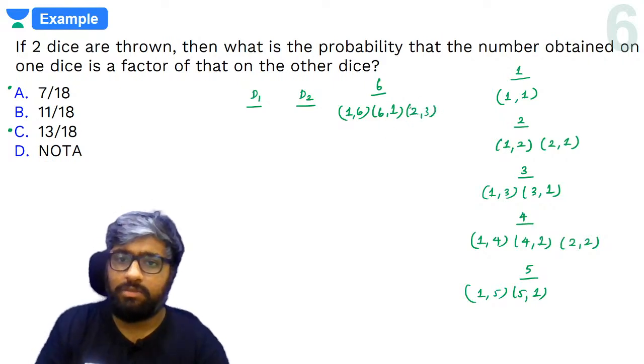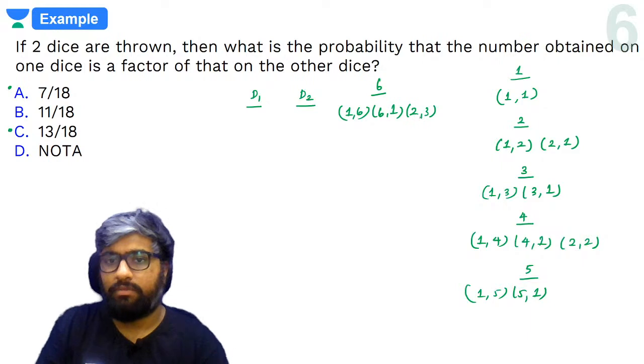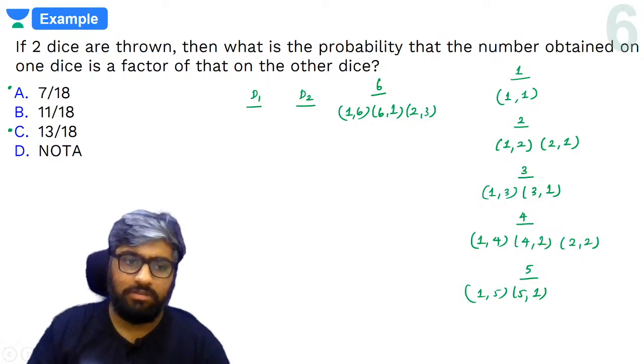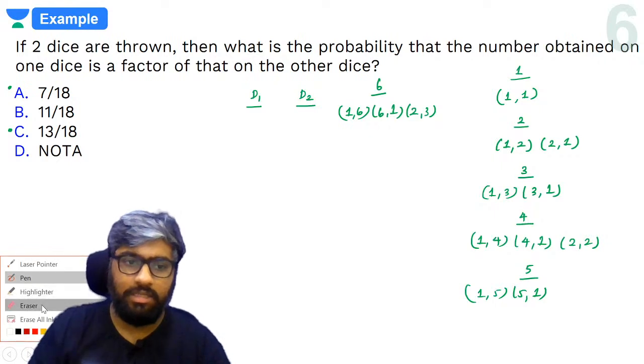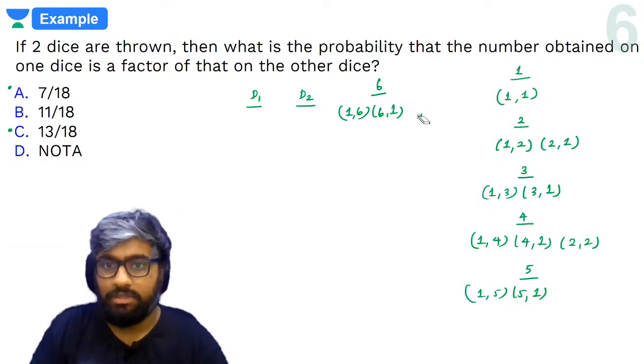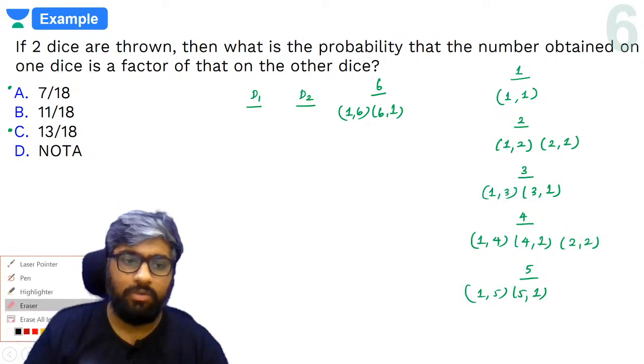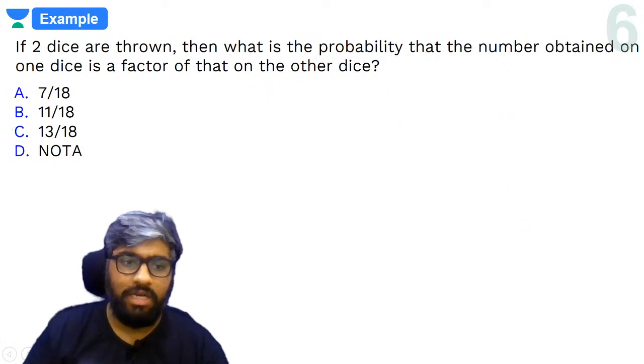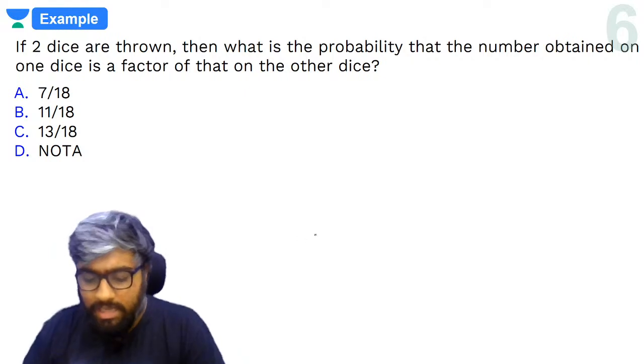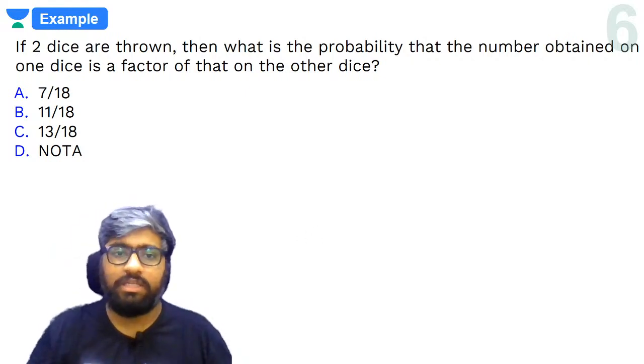But the problem here is what? When you go 2 comma 3, 2 and 3 are not factors of each other. Yes, are you getting that? 2 and 3 are not factors of each other. Yes. So ultimately what we are doing here is we're trying to write down all terms that become a factor of the other term.